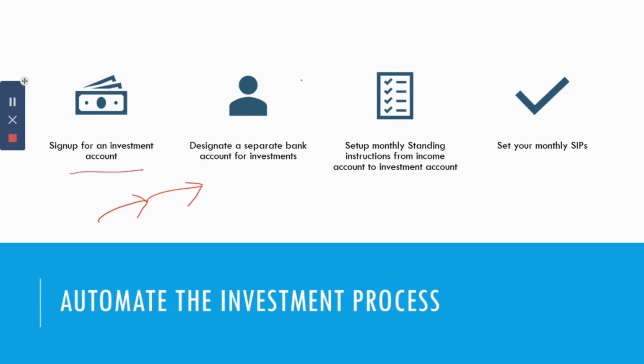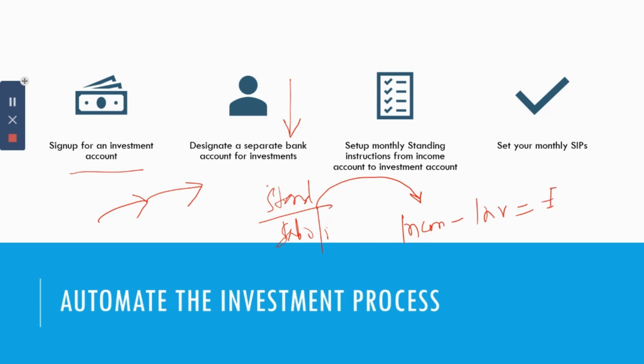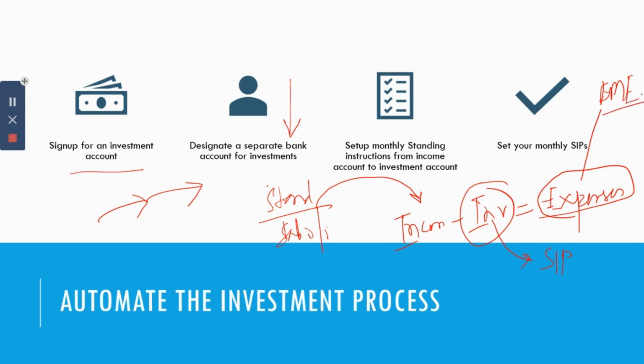Sign up for an investment account. If possible, have a different bank account for your investments. Nowadays every bank has a standing instruction. Transfer your money from your salary account, or your income account, every month to this investment account. So remember we said your income minus investment is equal to your expenses. So take out your investment first. And from that investment, you have your SIPs. Whatever is left is there for you to spend, and that spending includes your EMIs. So EMI is also an expenditure.